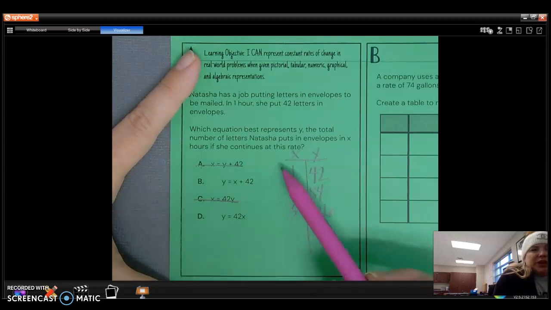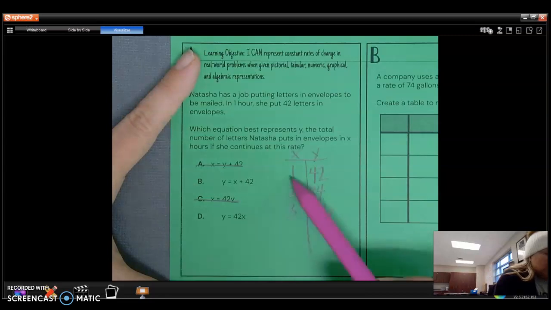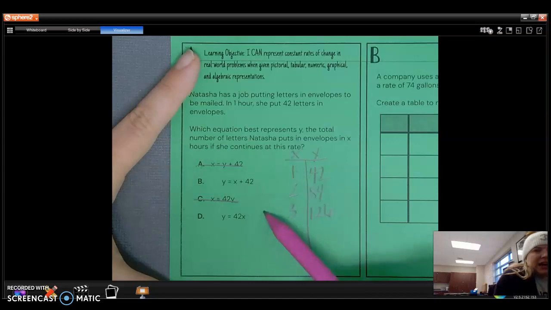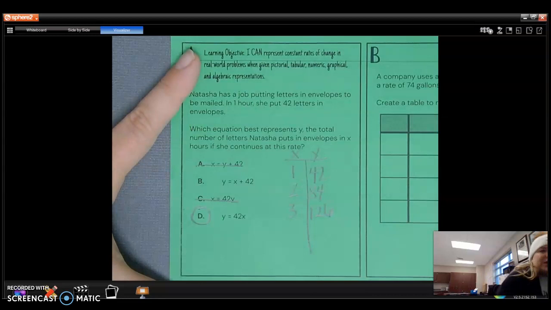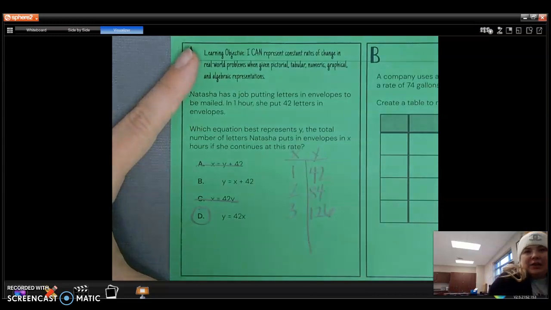So we have to determine if we have an additive relationship here or a multiplicative relationship. Well, a multiplicative relationship, if we sub in the hours, x, 42 letters for 1 hour equals 42. 42 letters, 2 hours, 84. So our correct answer for this one is D. Okay?